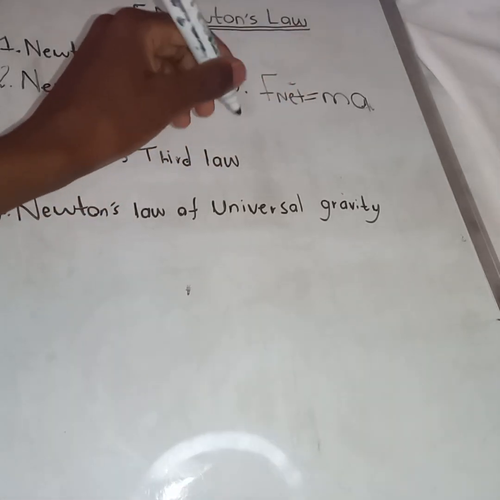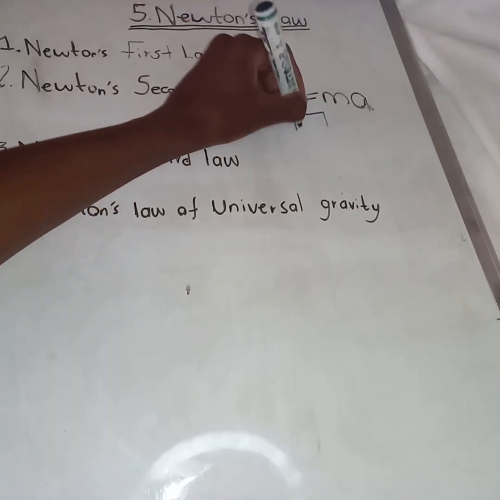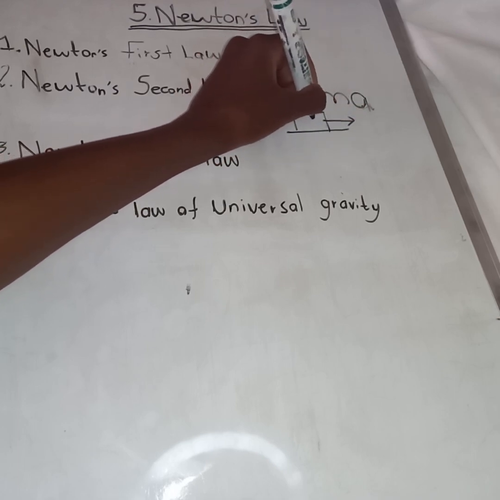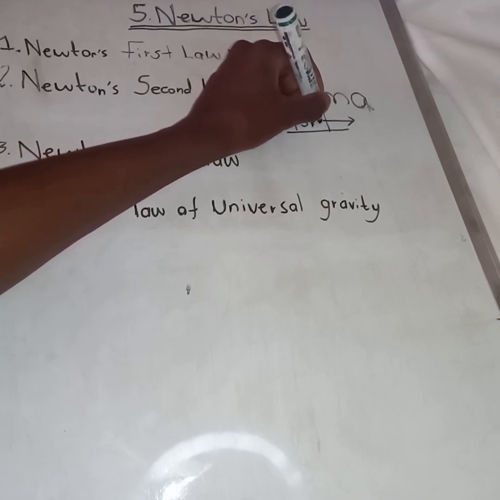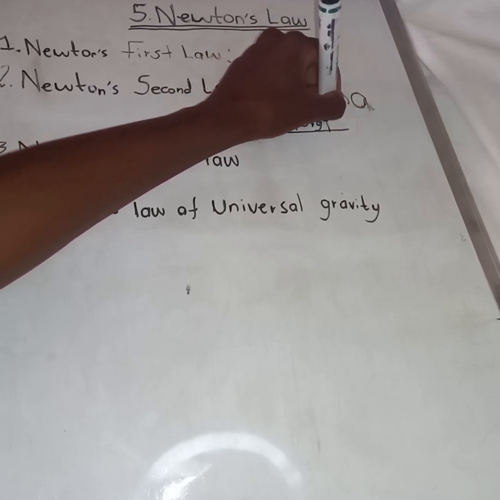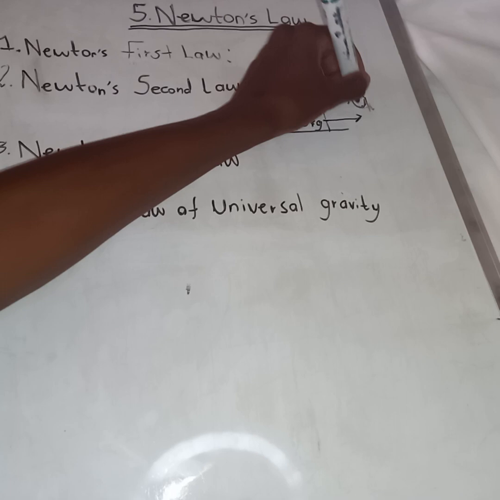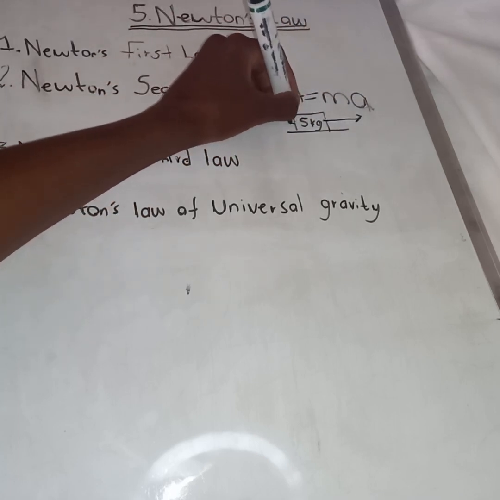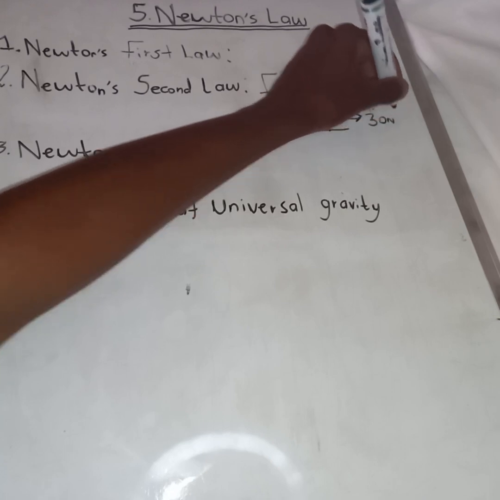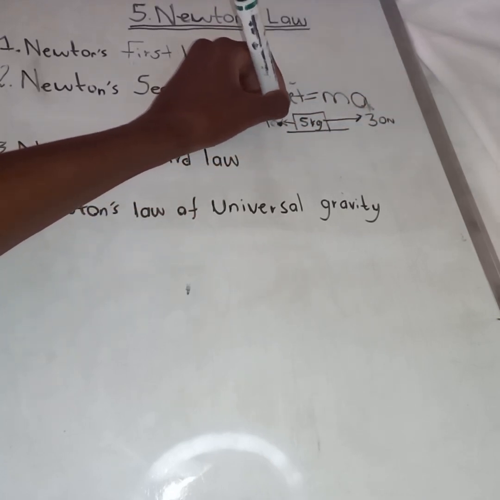How to calculate F net? Block A is resting on a horizontal surface. Then I apply a force to the right, and there is a frictional force, the force that opposes the motion. The applied force is 30 Newton and the frictional force is 10 Newton.